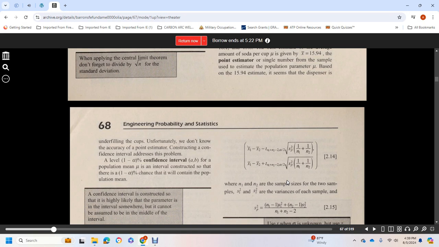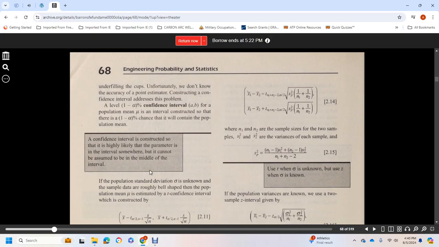Unfortunately, we do not know how accurate the point estimator is. Constructing a confidence interval addresses the problem. A level 1 minus alpha, or a 100 times (1 minus alpha) percent, confidence interval for a population mean mu is an interval constructed so that there is a 100 times (1 minus alpha) percent chance of containing the population mean. The confidence interval is constructed so that it is highly likely the parameter is somewhere in the interval, and it cannot be assumed to be in the middle of the interval.